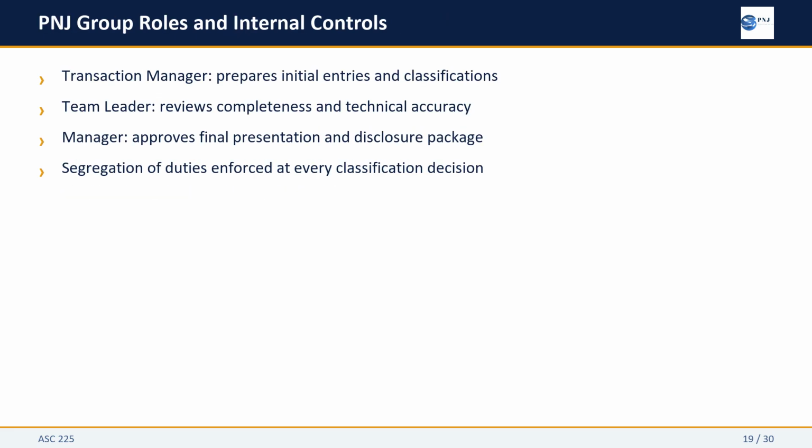PNJ Group enforces a 3-tier review structure for all income statement and comprehensive income work. The transaction manager prepares. The team leader reviews for technical accuracy. The manager approves the final package. No one person controls a classification decision from end to end. This segregation of duties is not bureaucracy. It is the control environment that catches errors before they reach the auditors or the financial statements.